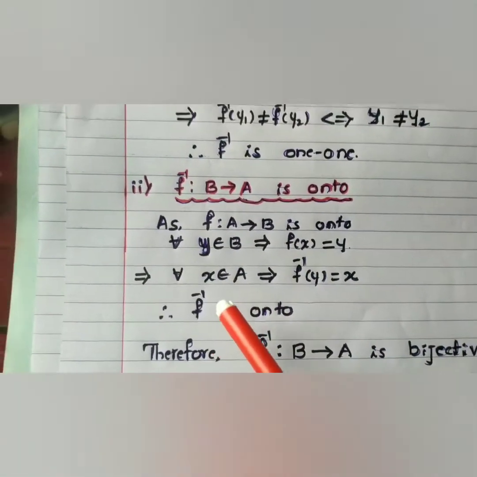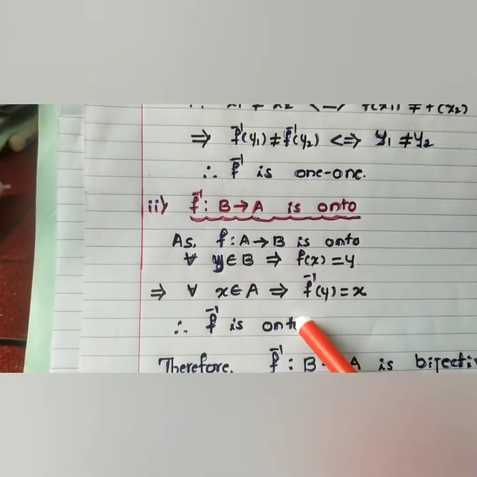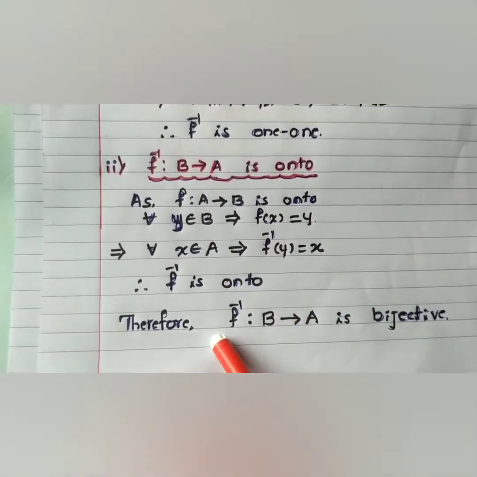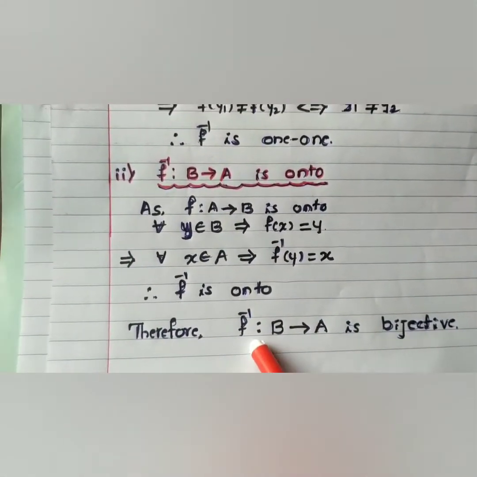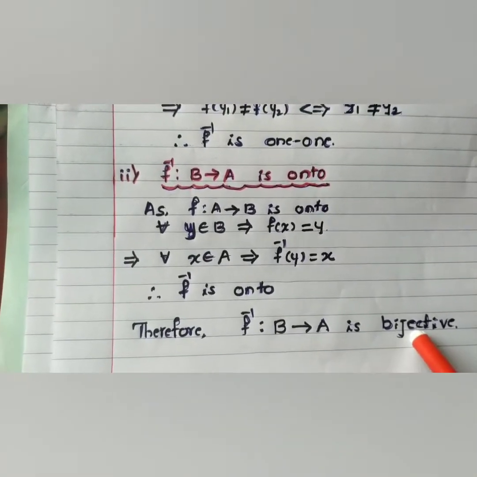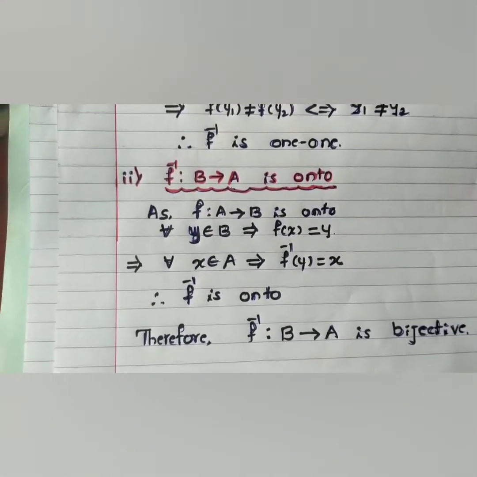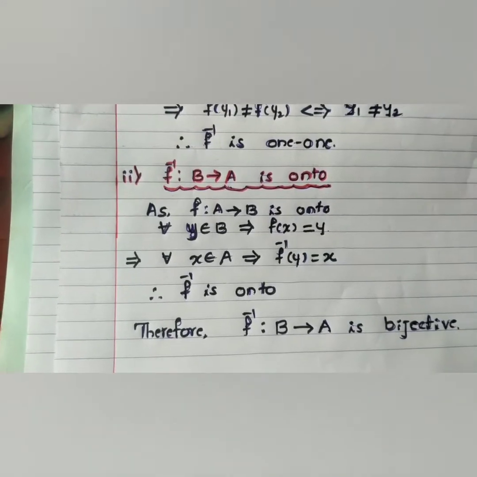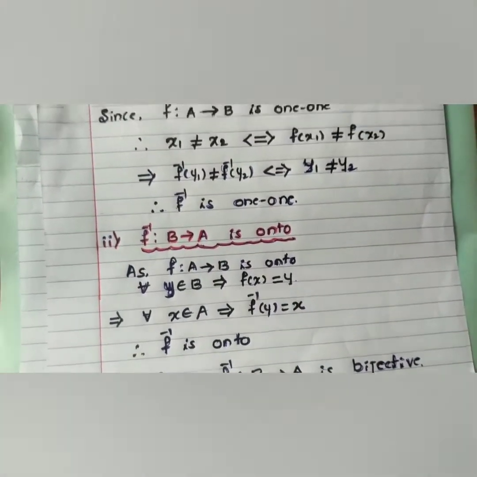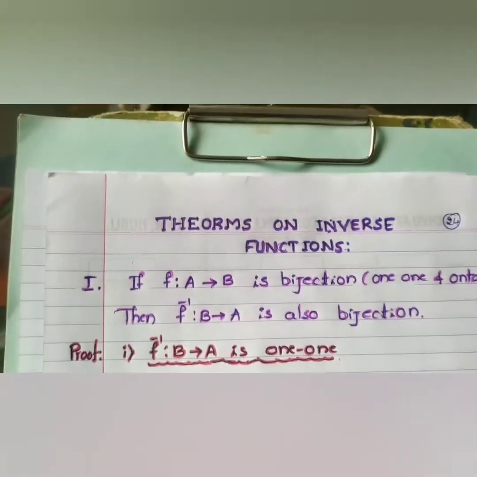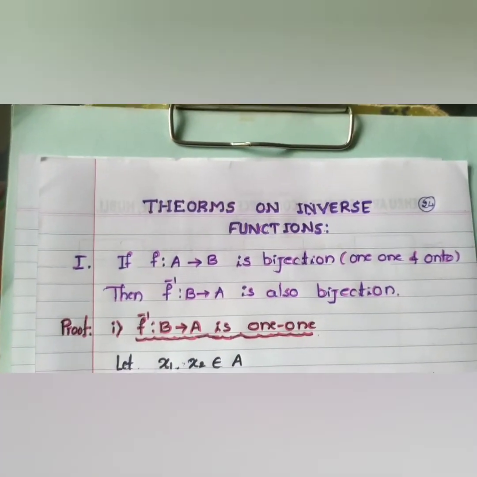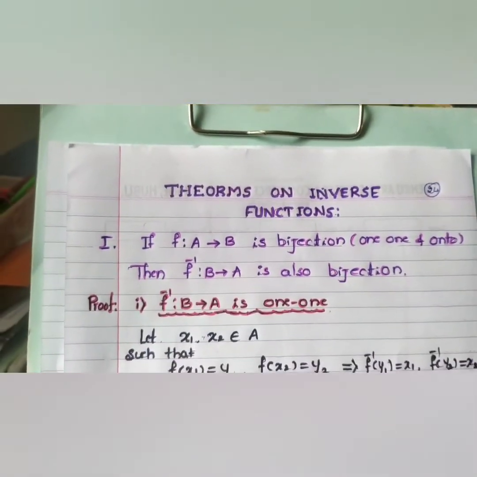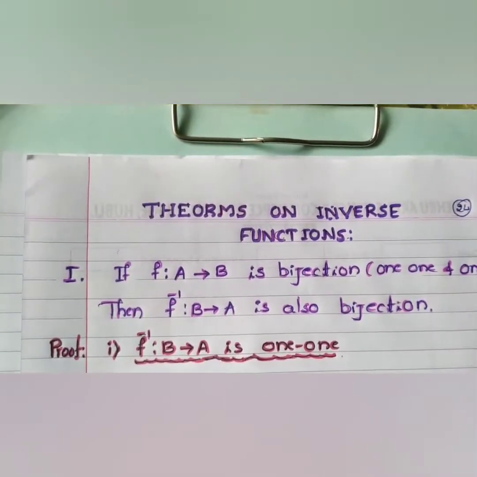Therefore, this f inverse is 1-1 and f inverse is onto. Therefore, our conclusion is f inverse from B to A is a bijection, 1-1 and onto. It is the method of showing that f inverse from B to A is also a bijection. What is the theorem we did? If f from A to B is a bijection, then immediately f inverse from B to A is also a bijection.